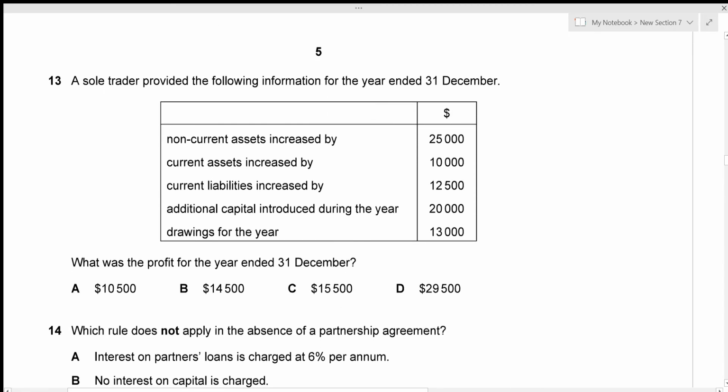A sole trader provided the following information for the year ended 31st December, where given the increment in non-current assets, current liabilities, capital, and drawings for the year. So we need to figure out the profit for the year. In order to do so, I'm just going to make up the statement of financial position, but just including the increased amount. All right, let's just look at the assets first. So assets is going to be non-current assets of 25,000 and the current assets of 10,000, which gives the total assets of 35,000. Next, we have the capital and liabilities.